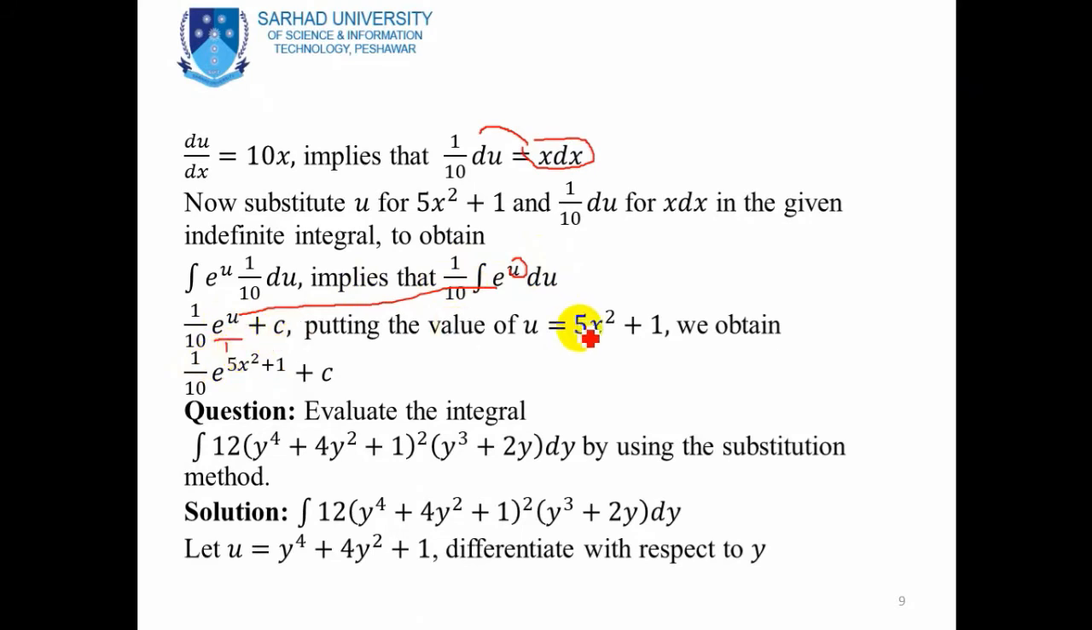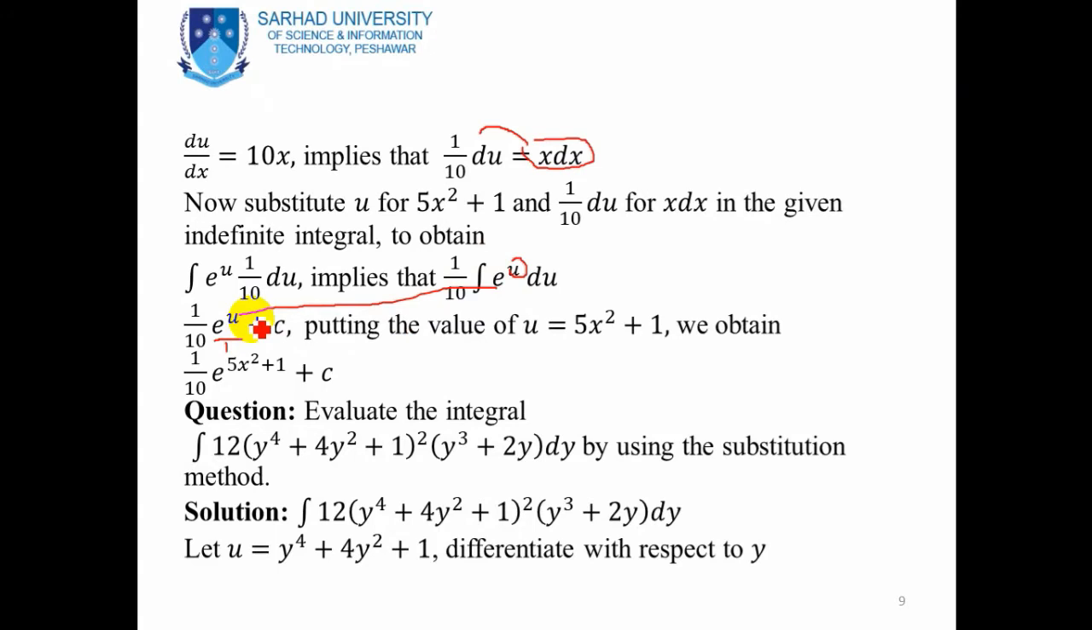So the integration of the exponential function with respect to its domain is as it is, divided by the further derivative of the argument, which here is 1. So we don't need to put 1, because e power u divided by 1 is equal to e power u again. Now this implies 1 over 10 e power u plus c, and now replacing u by 5x square plus 1, we obtain the result in terms of x: 1 over 10 e power 5x square plus 1 plus c.